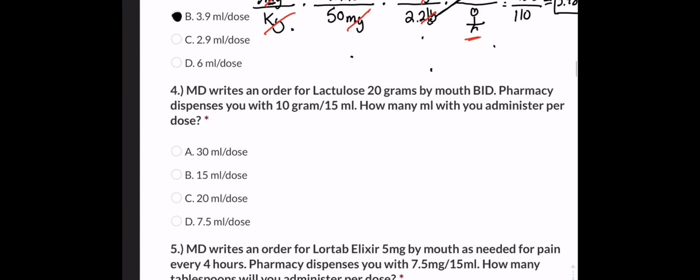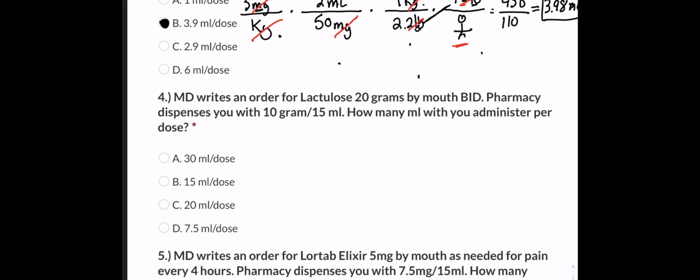All right, let's do one more problem. MD writes an order for lactulose, 20 milligrams by mouth twice a day. Pharmacy dispenses you 10 milligrams per 15 mLs. How many mLs will you administer per dose? So, what do we start off with? What's given. Now let's skip some steps. Hopefully y'all are with me and y'all get where I'm going with this. All right, order is 20 grams. And we're going to give how many mLs? That's what we end up with. We have 10 grams per 15 mLs.